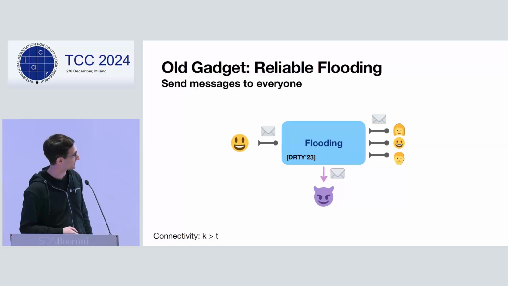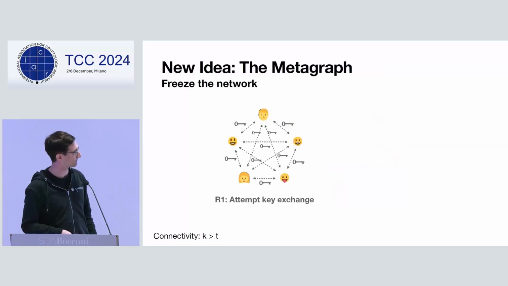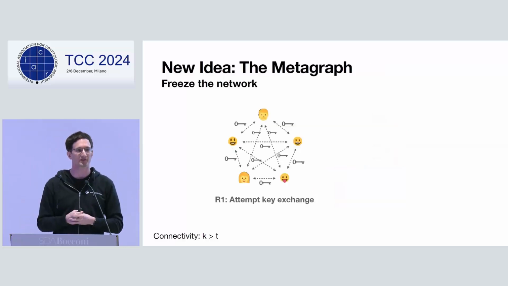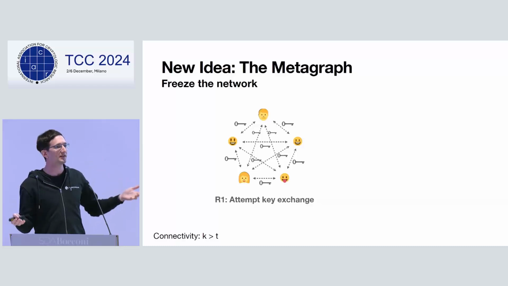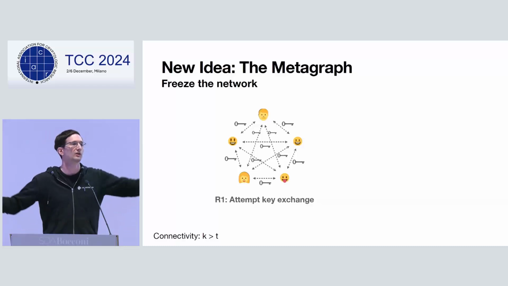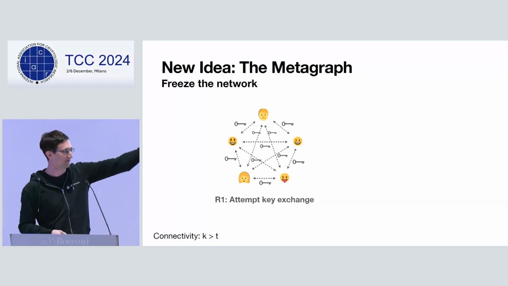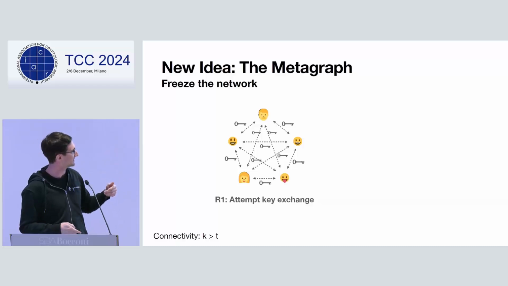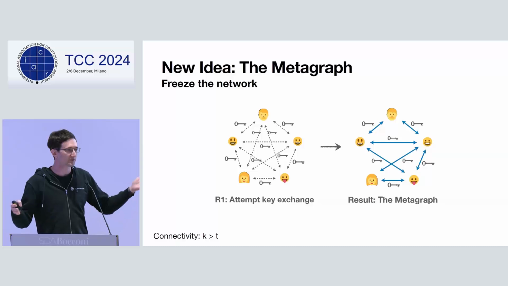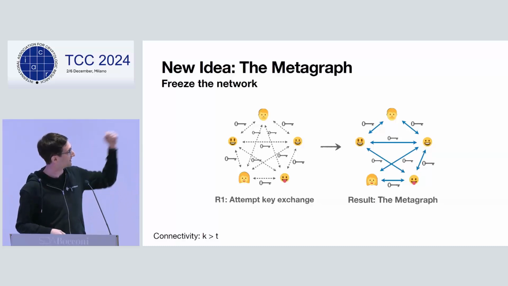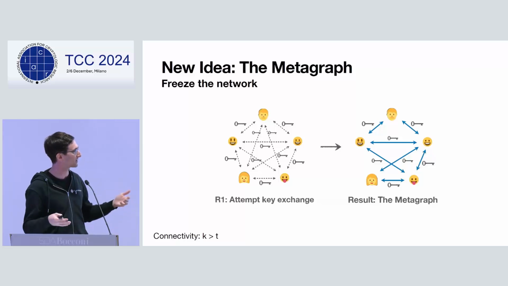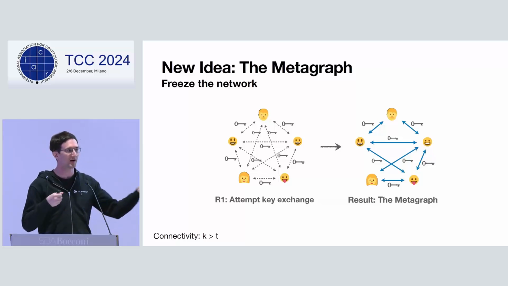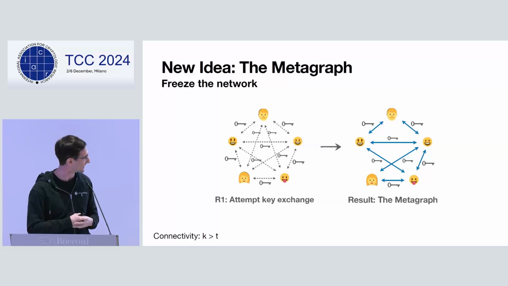Well, the idea is we use the metagraph. So in the first round, what parties do is they try to establish keys with all potential neighbors. So if I have an edge to someone else there, I'll try to send them a key, which in the information theoretic setting is just a lot of randomness, and I try to send it to them, and they try to do the same. And so what happens is the adversary will block some of the edges, but in some cases this actually succeeds. And at that point, what we have is the metagraph, which is essentially a graph of who now has a shared key with whom.